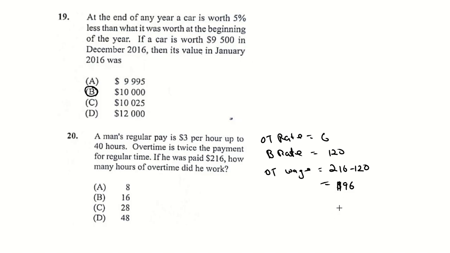So $96. How many sixes in 96? So the number of hours would be 96 divided by 6. Did I subtract wrong? 216 minus 120 is 96, divided by 6 is 16. So the answer is B. And that would be the end of May, June 2021.